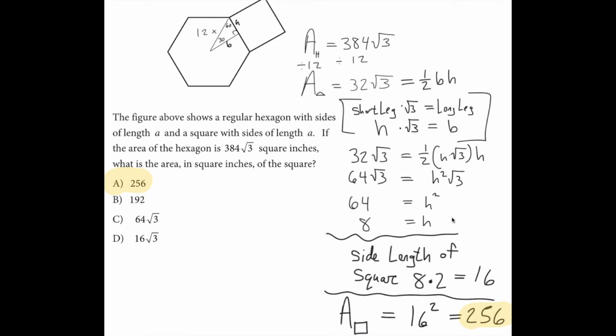Algebraically, you could get -8 when you take the square root of both sides, but because it's geometry and an actual length, we're not going to have negative 8 inches as a height. So here we've got h as 8, this is 8 inches long right here. If you want it in terms of the square, the length of the side of the square is 8 times 2. There are 2 of these, which gives you 16. And if you want to find the area of the square, you square the sides. 16 times 16 is 256, and that's the answer.